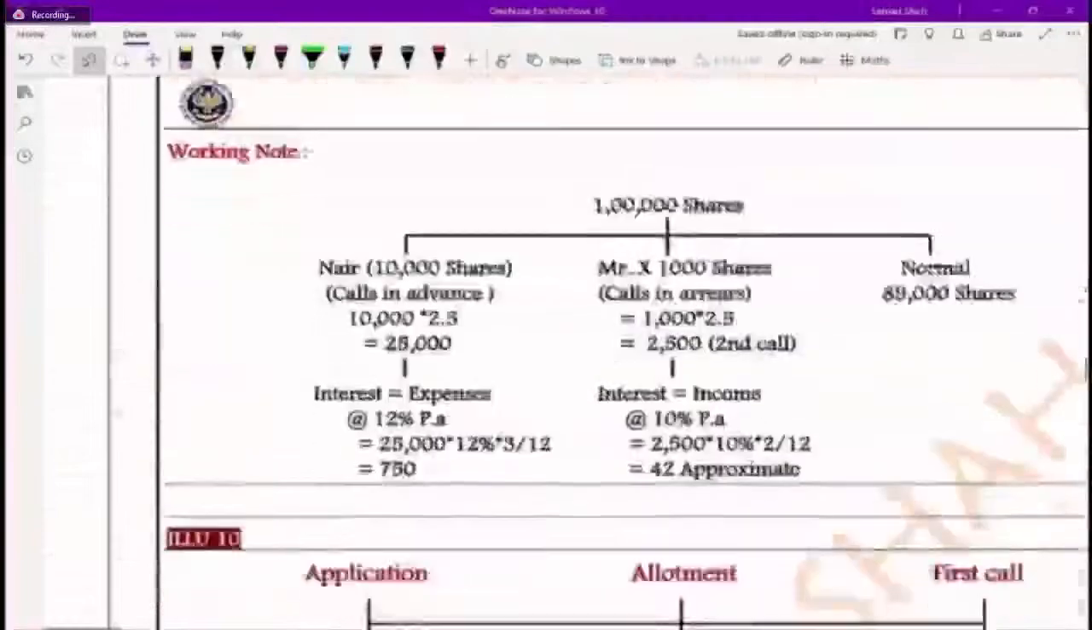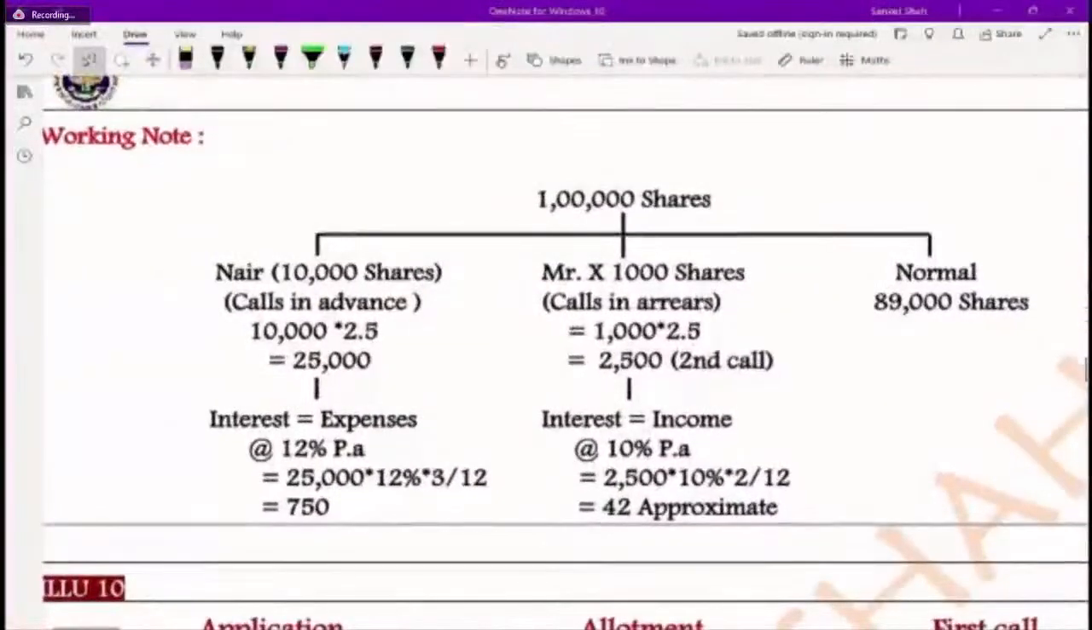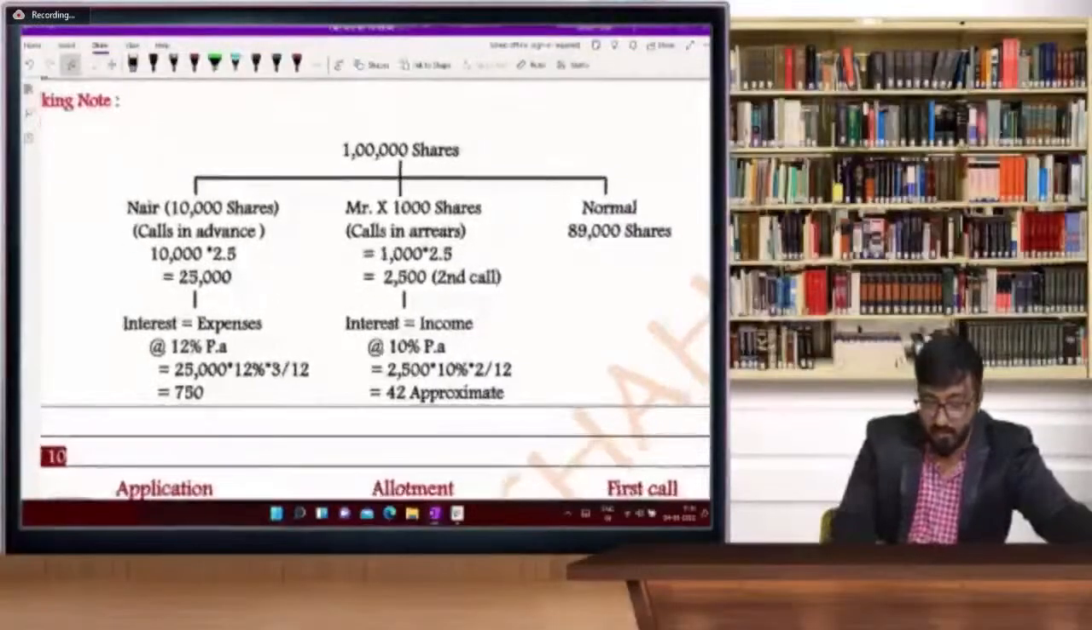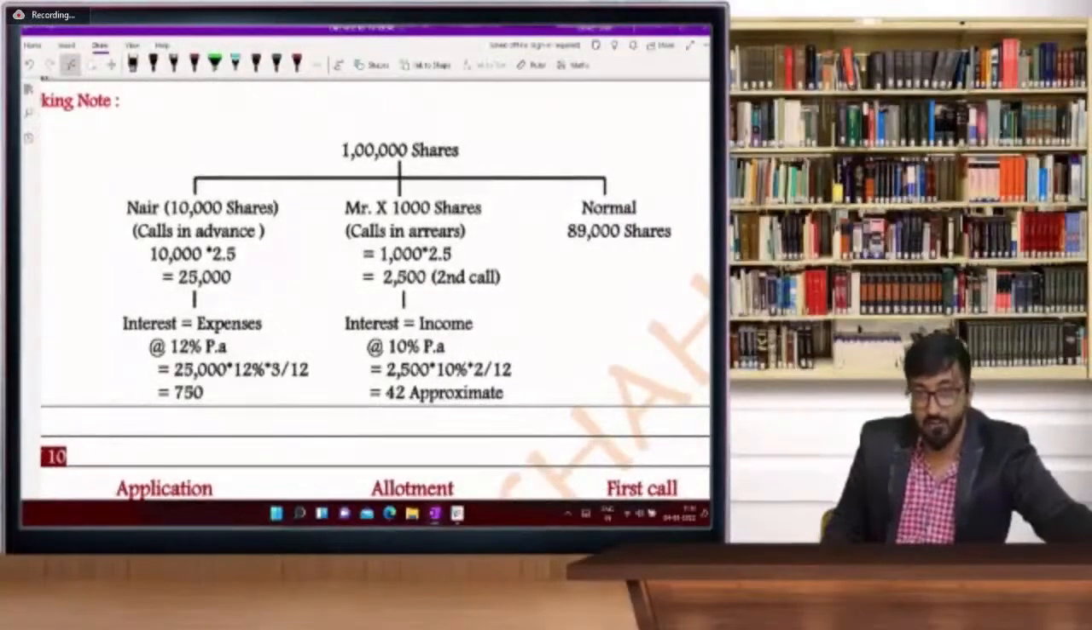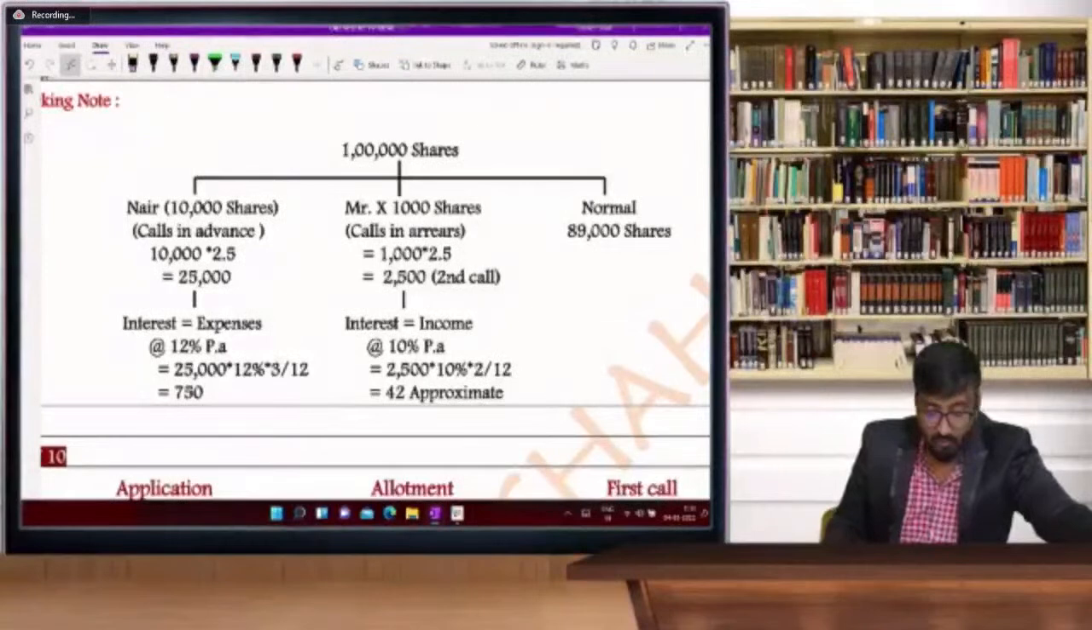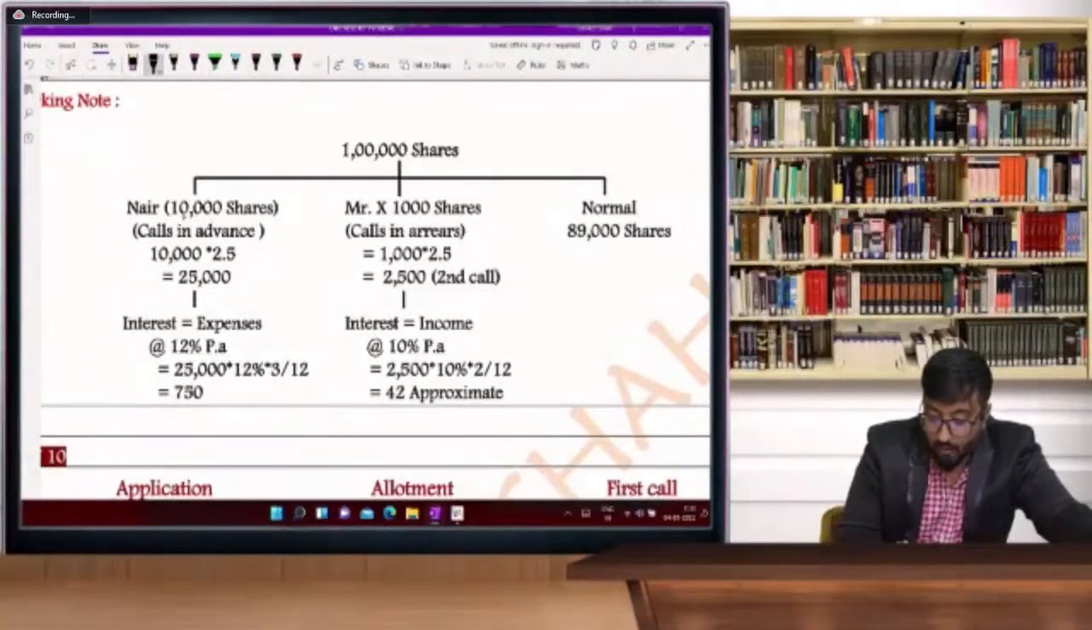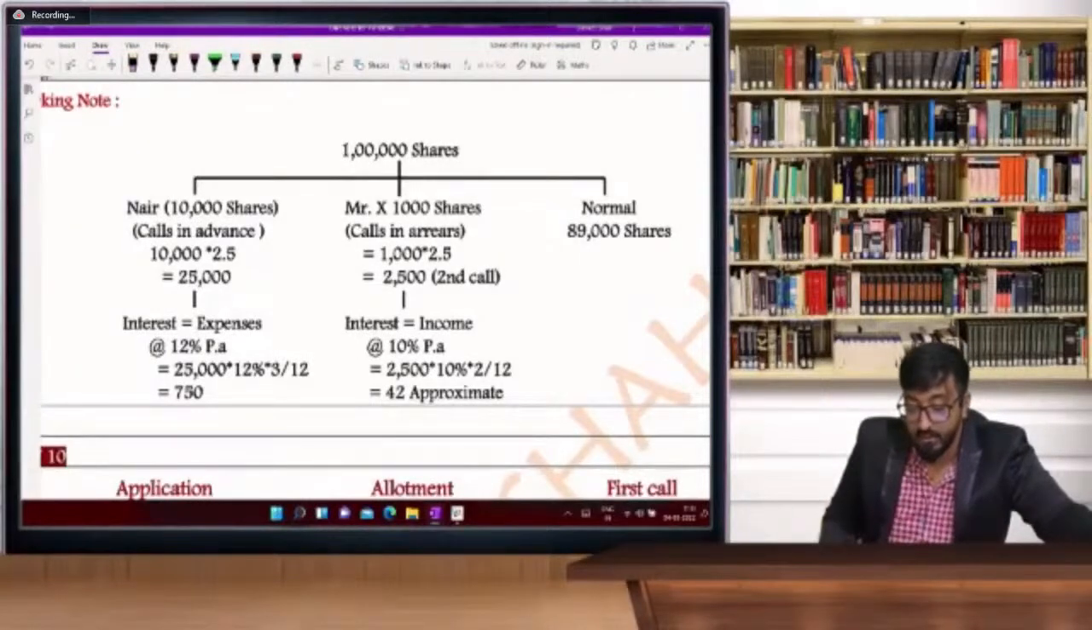This is a very important chart. See beta, this is a very important chart. First I will explain to you. 1 lakh shares, correct? This chart is very important. 1 lakh shares. Nair has calls in advance. How many shares does he have? 10,000 shares into 2.5. Okay, so 25,000 we have as calls in advance from Nair.